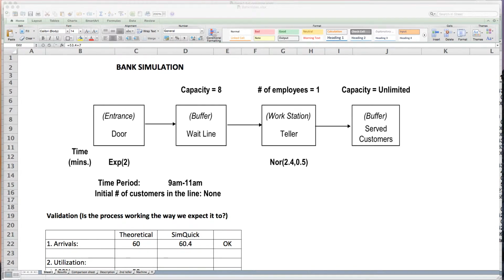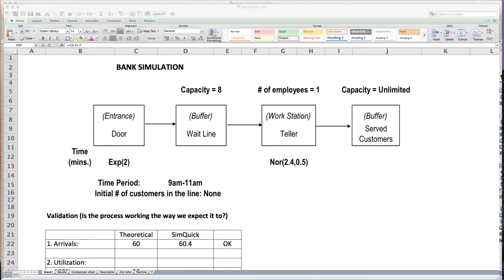Hi folks, today we are going to return to the example that we did in class, our little bank simulation. So just to remind you, very simple process. People come in the door every 2 minutes following an exponential distribution. They get into the wait line. The wait line has a capacity of 8 people. They go straight to the teller.